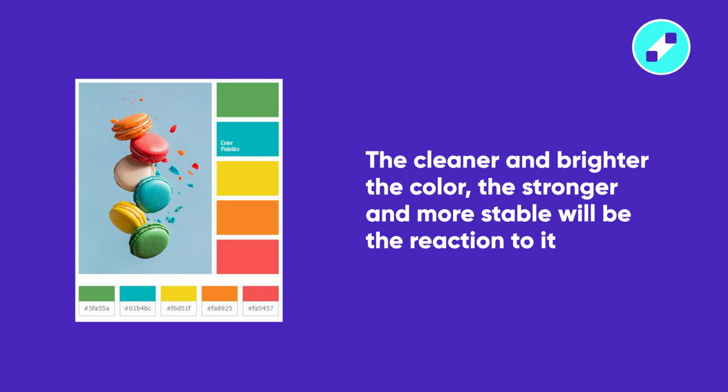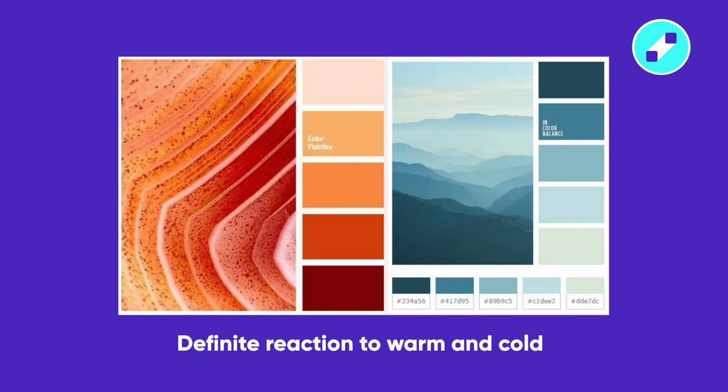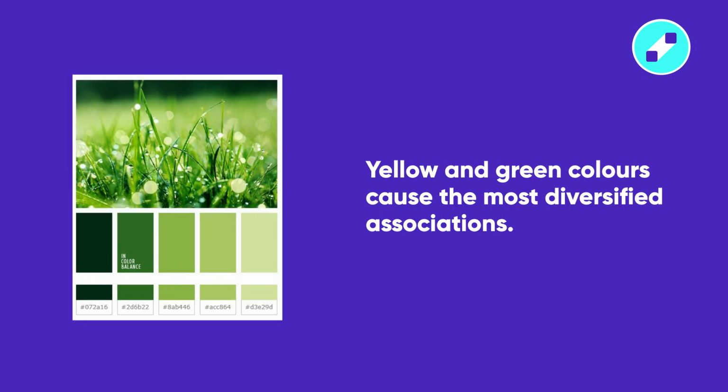First, the cleaner and brighter the color, the stronger and more stable will be the reaction to it. Second, complex, less saturated, medium light colors create unstable and weak reactions. Third, most definitely the person reacts to such associations with colors as temperature, weight, and acoustic associations. Different people evaluate them almost equally. Yellow and green colors cause the most diversified associations because they are the most common colors in nature.